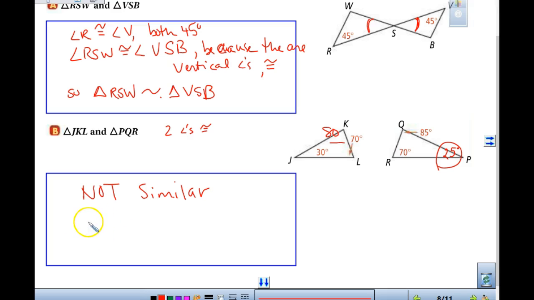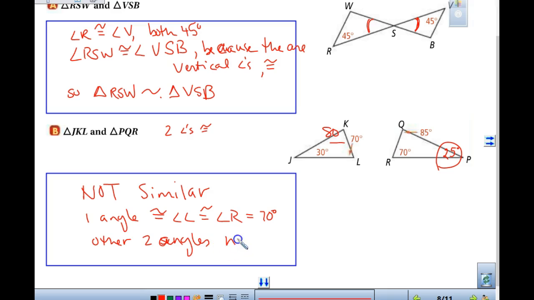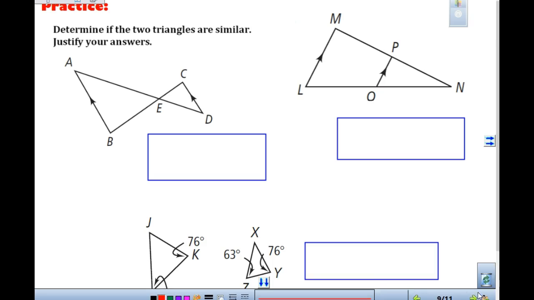Because you only have one angle congruent. Angle L was congruent to angle R, which was equal to 70 degrees. And the other two angles were not the same in each triangle. 80 is not the same as 85, 25 is not the same as 30. Okay? So in your homework, what are you going to be looking at as you do the homework?